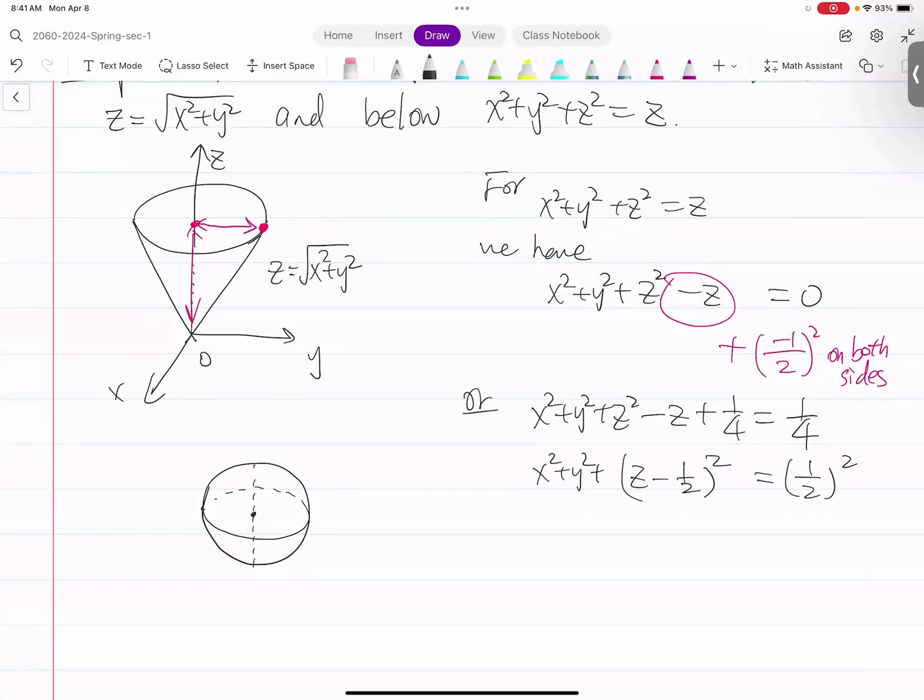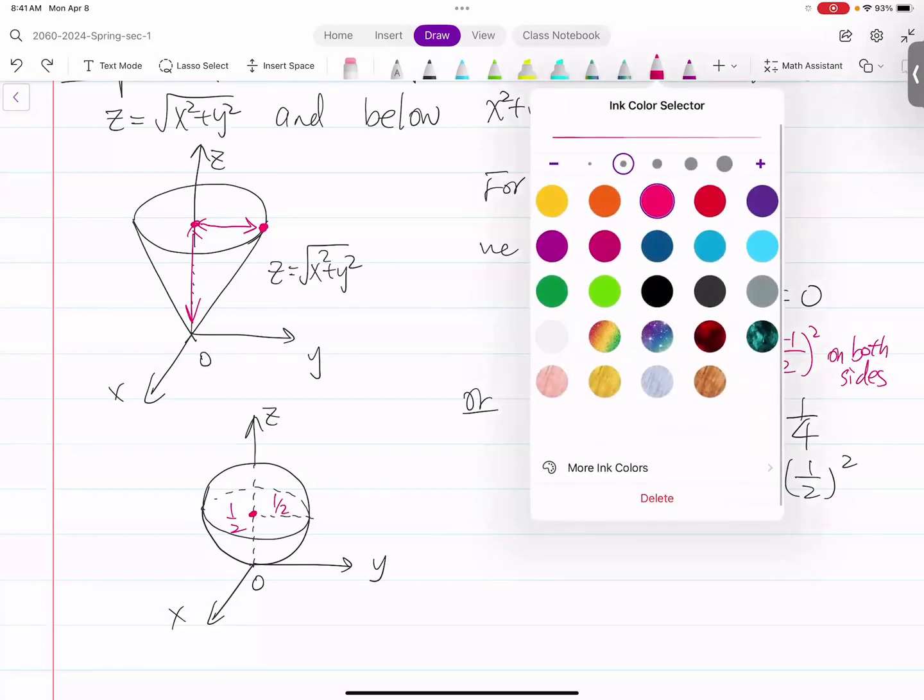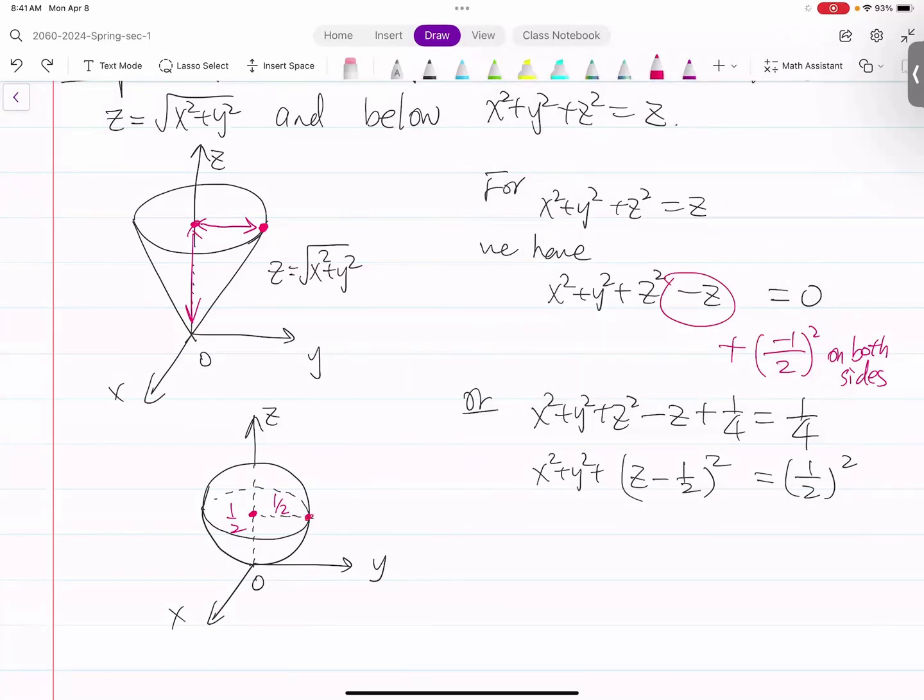And this is the diameter along the z-axis. Here are the y and x axes. So this is the center of the sphere. So 1/2 is the z coordinate, and the radius is 1/2. All right, so from the picture, you can see.